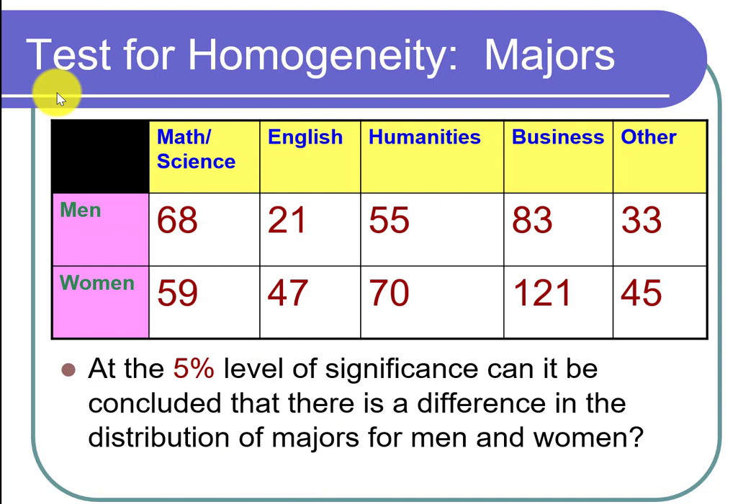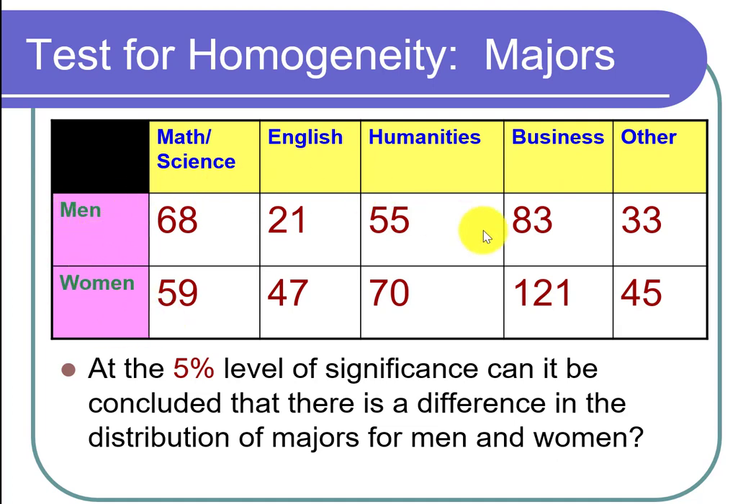Let's look at one final example. And this is at the 5% level of significance. Can it be concluded that there is a difference in the distribution of majors for men and women? We can imagine a survey question saying, what is your major? And what is your gender? So in this case, instead of STEM, I wrote math science, and then a bunch of others: English, humanities, business, and other. And we have men and women.